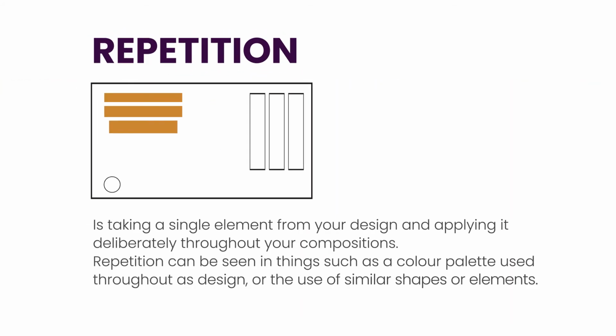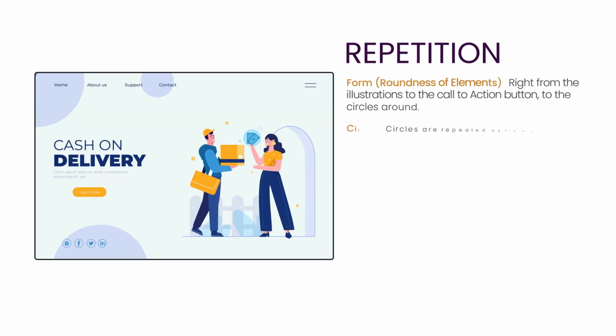Another principle we need to consciously put to use in achieving a very good layout is repetition. Repetition is taking a single element from our design and applying it deliberately throughout our composition or our page. Repetition can be seen in things such as color palettes used throughout a design, or the use of similar shapes or elements. What do I mean by that?